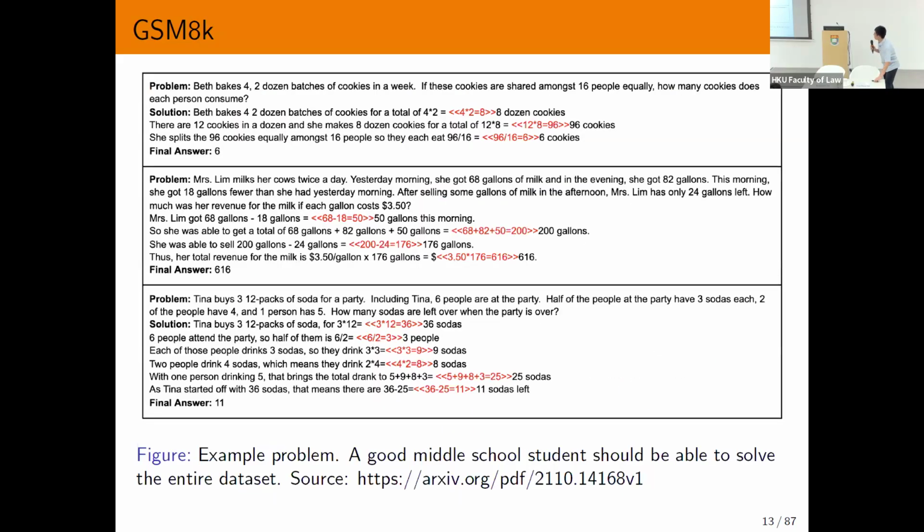Let me give an example of some of these problems. Maybe the top one: Beth bakes 2,000 batches of cookies in a week. If these cookies are shared among 16 people equally, how many cookies does each person consume? This is the level of difficulty of the problems. A very, very easy problem. It's just some division. These are questions that everyone here would absolutely be able to do. It's not particularly difficult, so a good middle school student should be able to solve the entire data set. That is the difficulty of the problems.